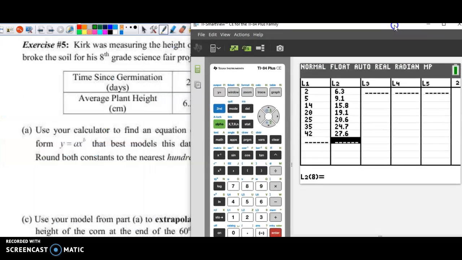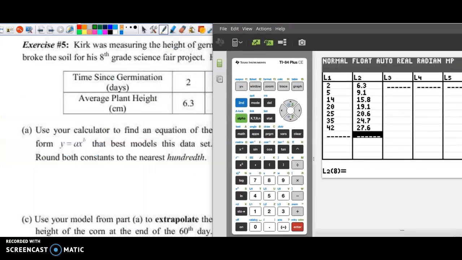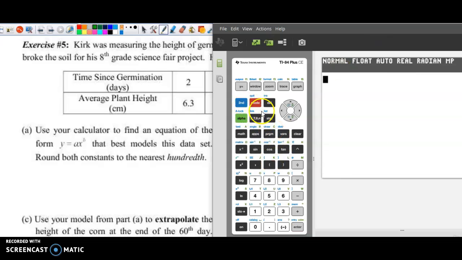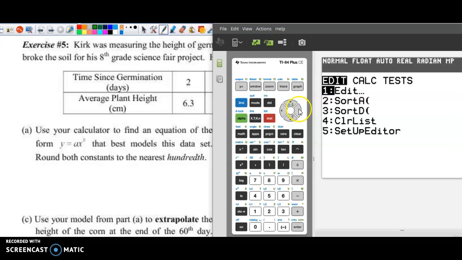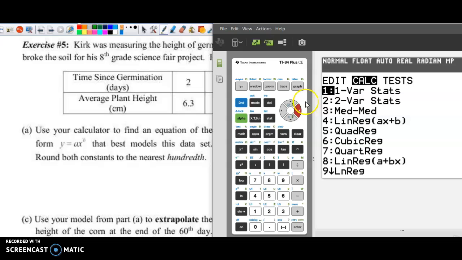So now what I'm going to do, after I have all that data put in there, I have to quit out of this, so second mode, and then go back to your Stat key. But instead of editing the list, you have to hit the arrow over to calculate. And you may remember from a previous lesson that we did linear regression.